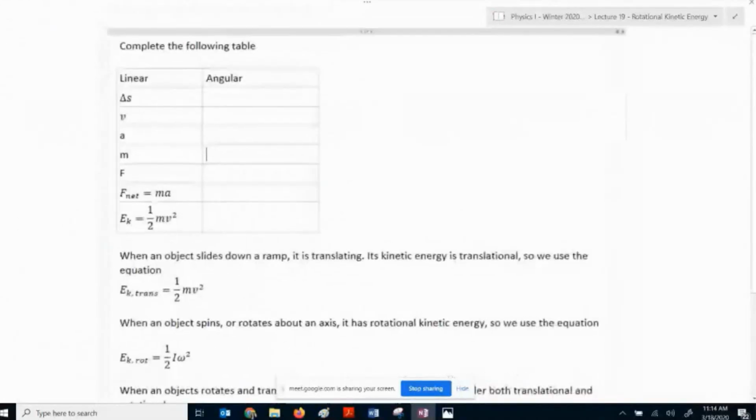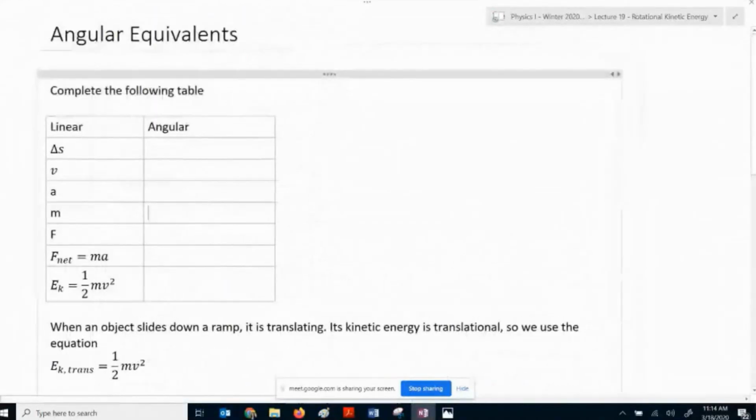So we're going to work on this table here, which is something we've done in the past. We're going to look at how linear variables can be looked at in an angular sense. So which angular variable corresponds to delta x? That would be delta theta. And then what about for v? What's the angular equivalent for velocity? Omega. Good, which is angular velocity. And then what about for a? Acceleration. Good, alpha, which is angular acceleration.